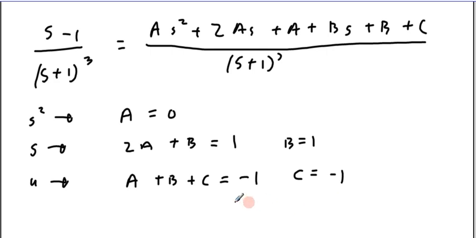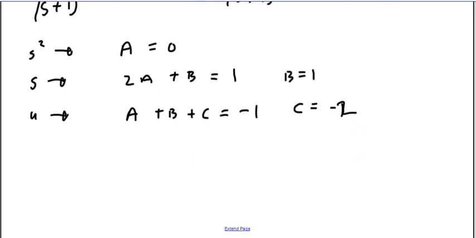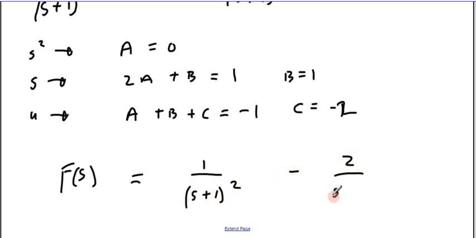No, it doesn't. B is 1. Well, if b is 1, and 0 plus 1 minus something, so c has to be minus 2. Okay, much better. So my f of s becomes 1 over s plus 1 squared minus 2 over s plus 1 cubed.